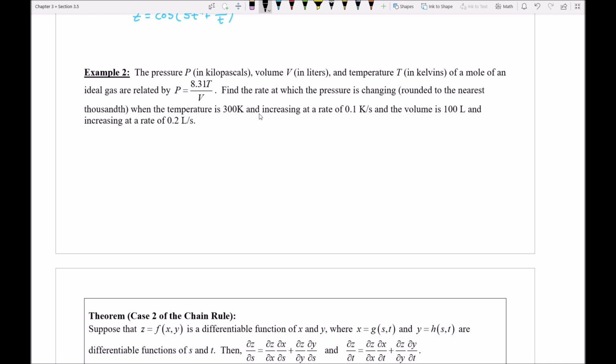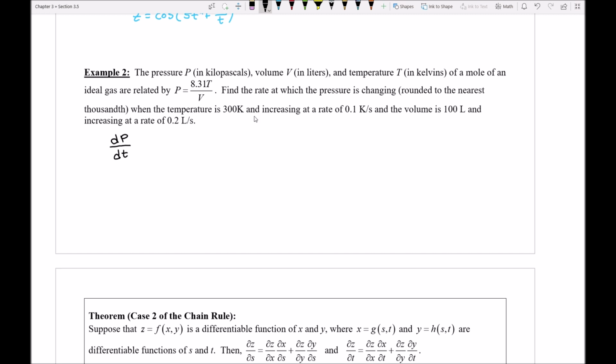Now what we want to do on this question is find the rate at which that pressure P is changing. So in this question, we're interested in calculating the derivative of P with respect to t. This pressure might change over the course of time, and we want to calculate how quickly it's going to be changing. Notice here, though, that the variables of T, the temperature, and V, the volume, are also changing.